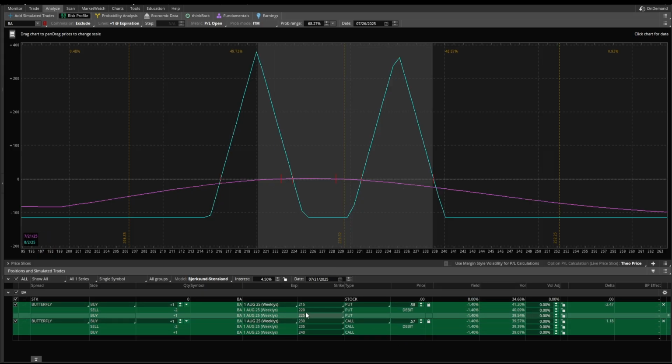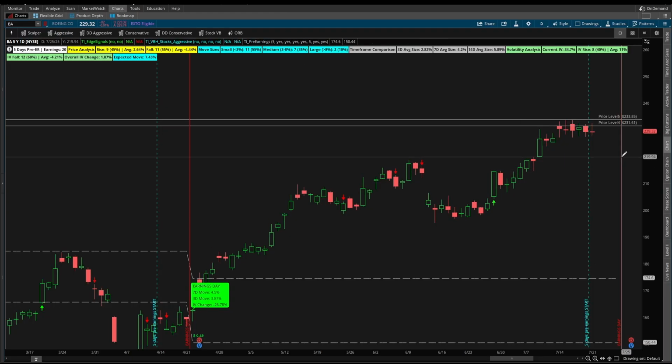The first one is a 220 and a $5 wide put side butterfly. And that gives us this zone right here. So between 220, from about 215.96 to about 224, we're making money. That's the zone that this butterfly gives us. If we come into our chart, 220's down here, 225 up here, 215 down here. So I'm looking for price to get towards that zone.